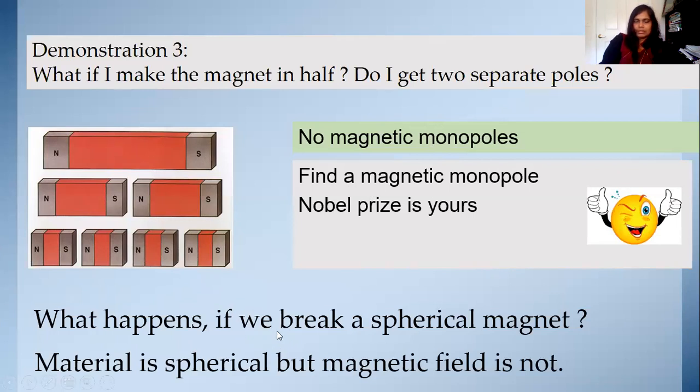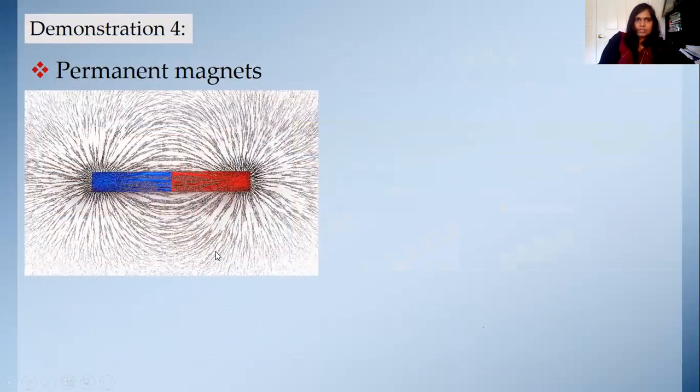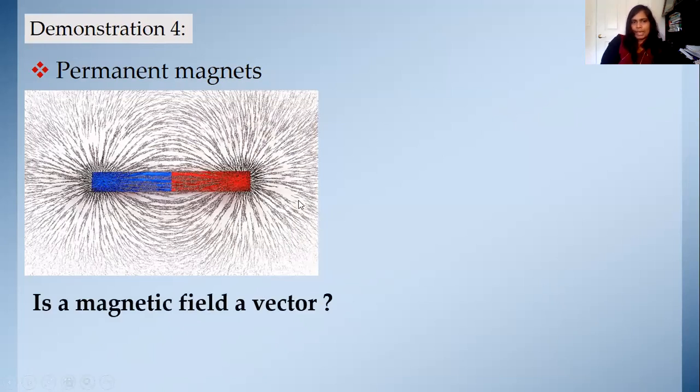Yeah, so the shape will be spherical, but there will be a north pole and a south pole within the magnet, like in this picture. All right, so we know that there are permanent magnets. Permanent magnets have magnetic strength that we cannot break. Those permanent magnets have a north pole and a south pole, and they create magnetic field lines. In this picture, you see a magnet, and the red side represents the north pole, and the blue side is the south pole of the magnet.